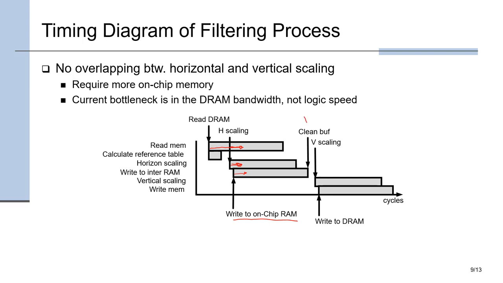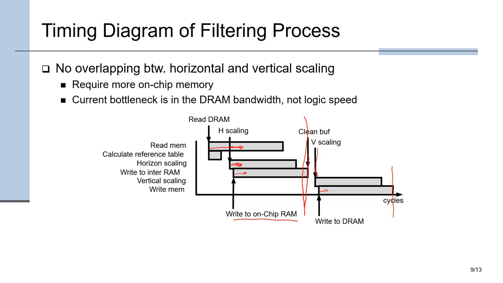So once we finish the horizontal scaling and the storage of the horizontal scaling result in the on-chip memory, we will begin the vertical scaling process. This process will read the pixel data from the on-chip memory and then perform the scaling operation. As soon as one row of data is done, we will write the data to DRAM, until we're done with the execution.